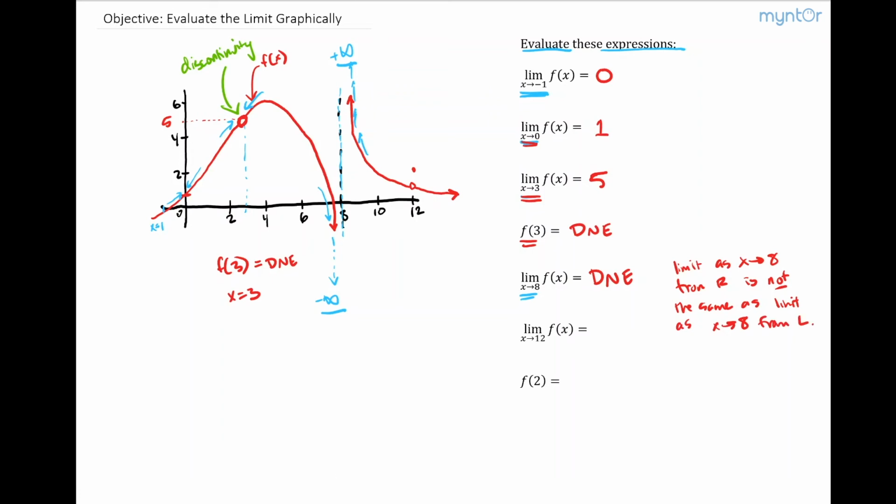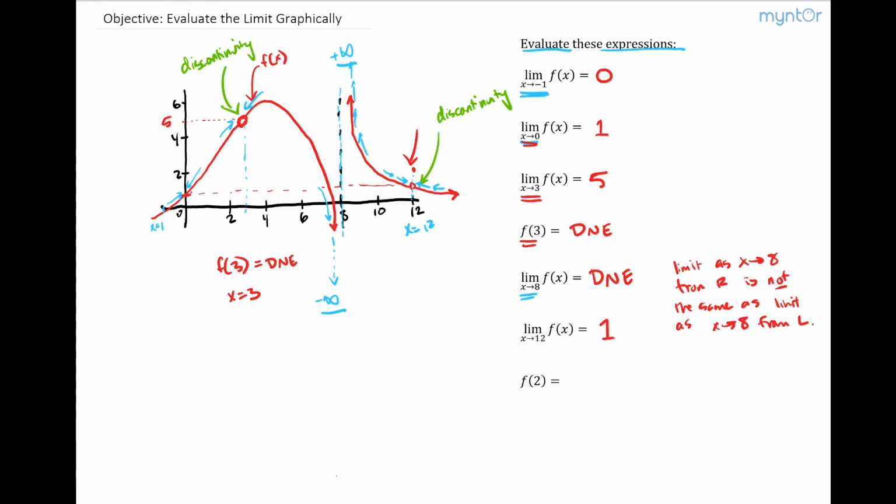How about the limit as x approaches 12 of f of x? Here again we see another discontinuity. But the difference is that at this point, where x equals 12, the function is defined at whatever this value right here is. As we approach x equals 12 from the left, and as we approach x equals 12 from the right, it looks like this value is going to be approximately 1.